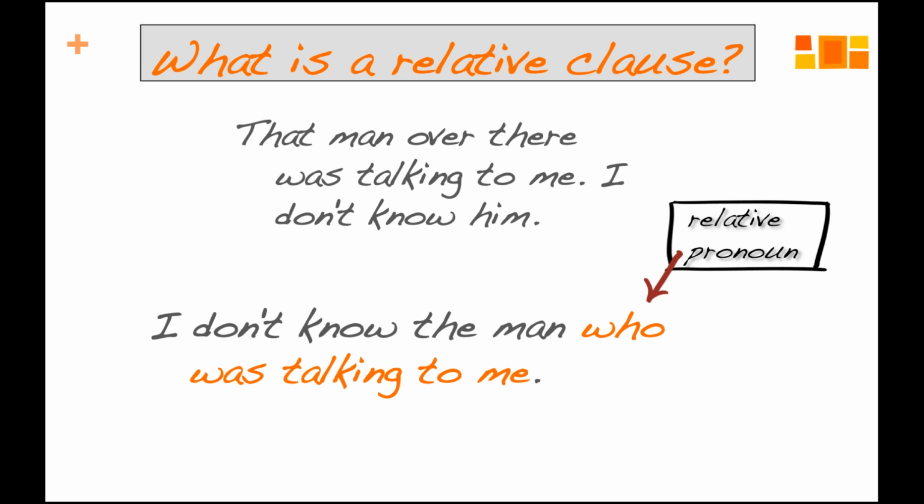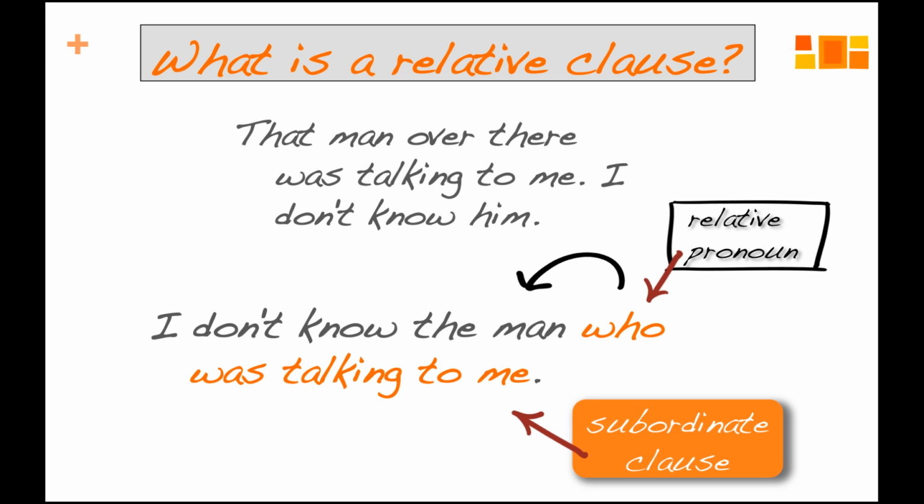Now, first of all, this relative clause starts with who, and who here is a relative pronoun. And it's pretty obvious when there's a relative pronoun in a clause, then also this clause becomes a relative clause. Now, this relative pronoun refers to the man, and it's giving information about that person. The relative clause gives you information about people, about animals, or about objects. And here the information is, the man was talking to me.